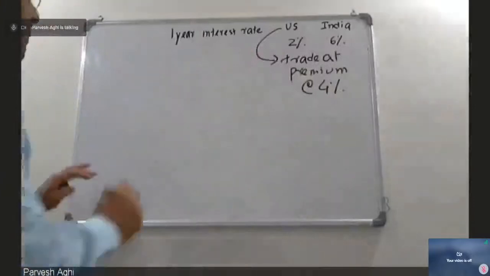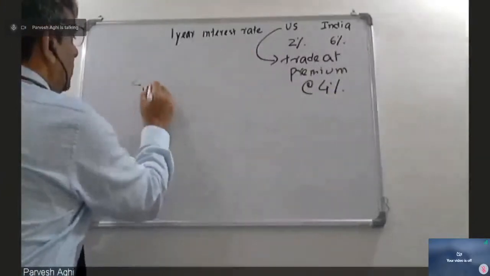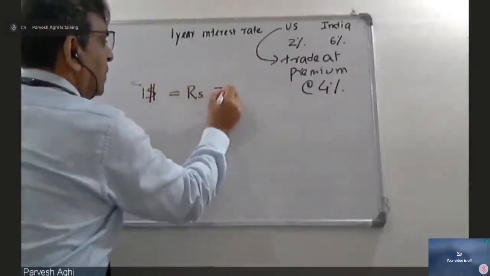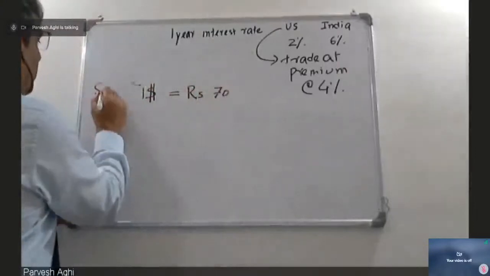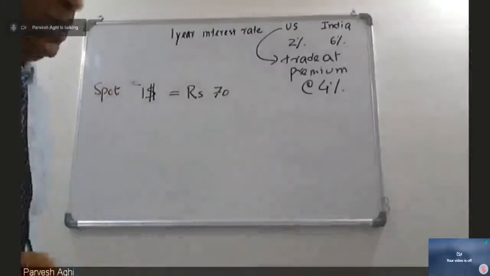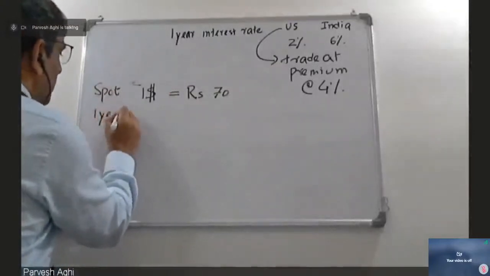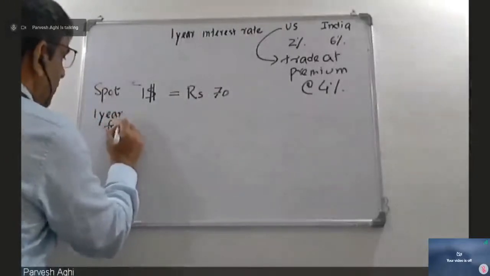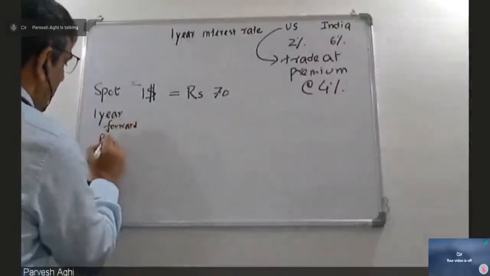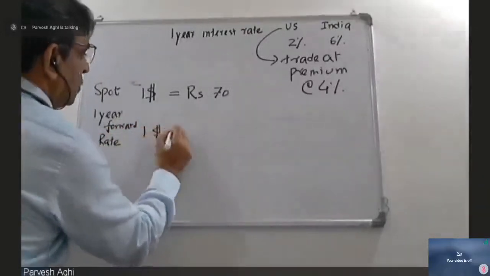Now suppose $1 is equal to rupees 70. So this is your spot rate. Now please calculate the 1 year forward rate and let me know what should be the 1 year forward rate as per the interest rate parity theory. So how much should be the dollar? Give me the rate. Anybody?